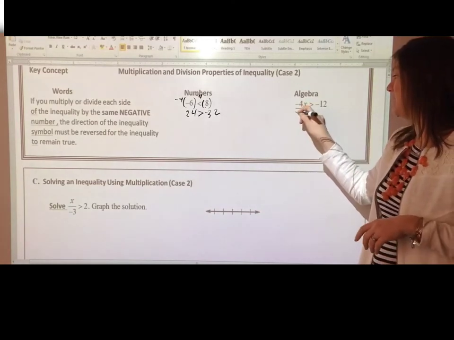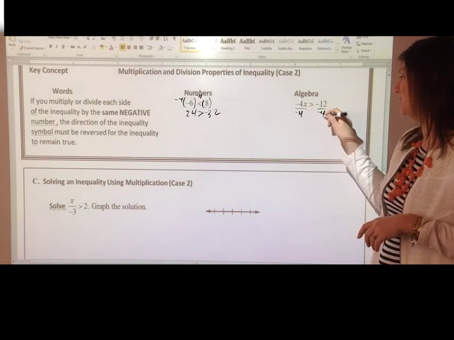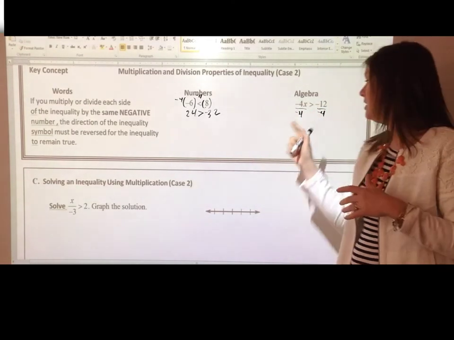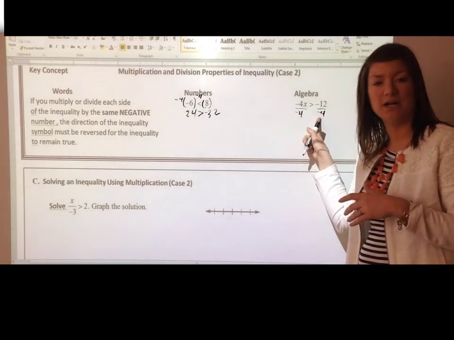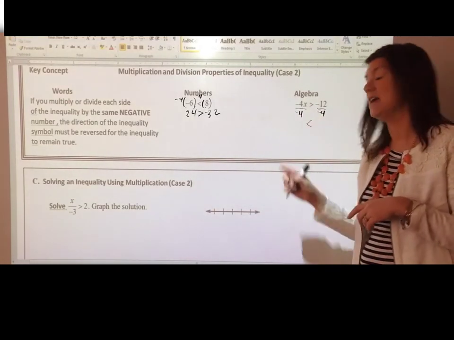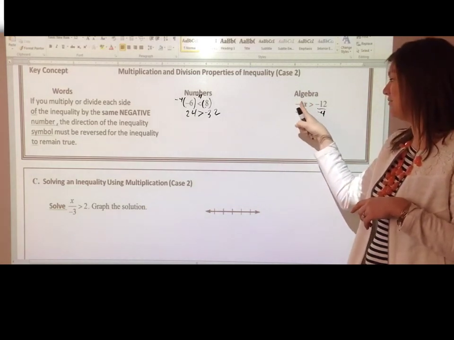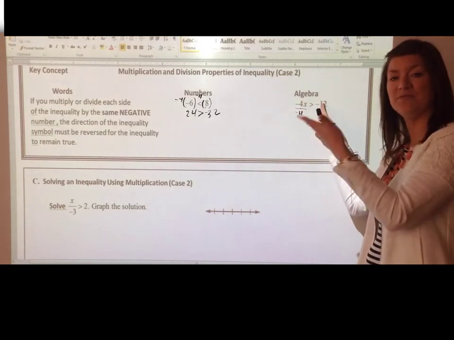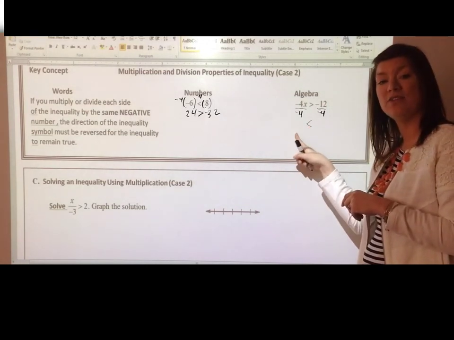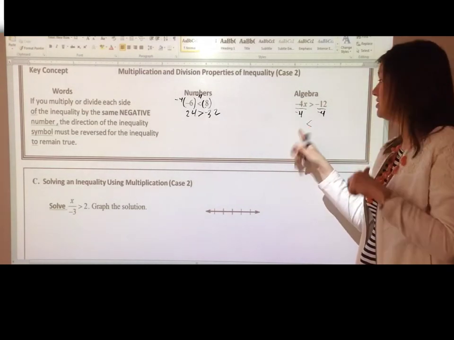So when I set this up and I divide both sides by negative 4, it should be a red flag in my brain. I should be thinking something's up because I'm dividing by a negative number. And when I do that, I need to automatically reverse the direction of the sign. If this is saying that the left is greater than the right, then I need to flip it. In the end, once I simplify, the right is going to be greater than the left. So you're going to have to remember to do that.